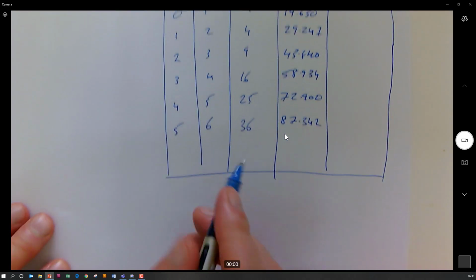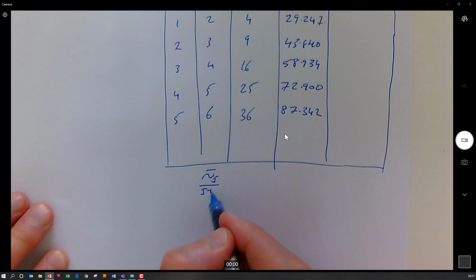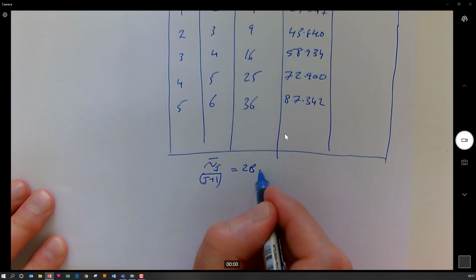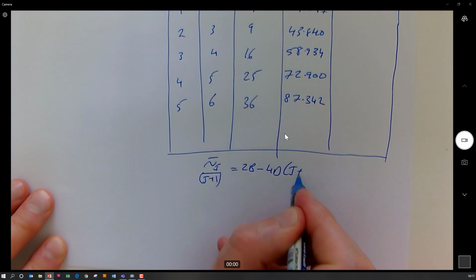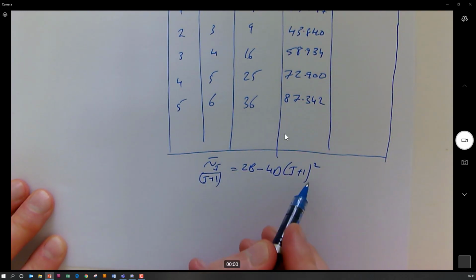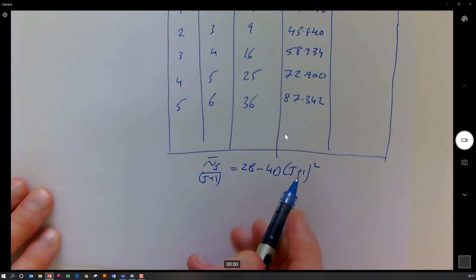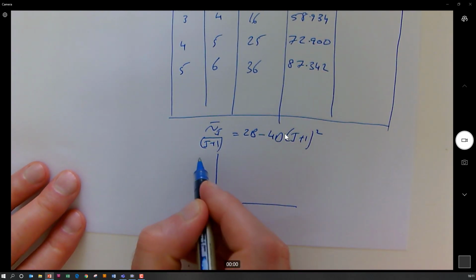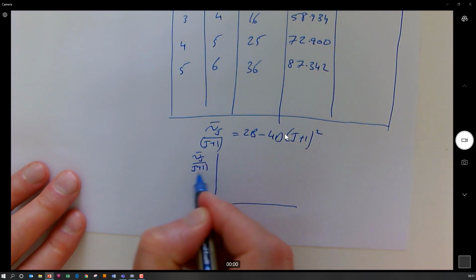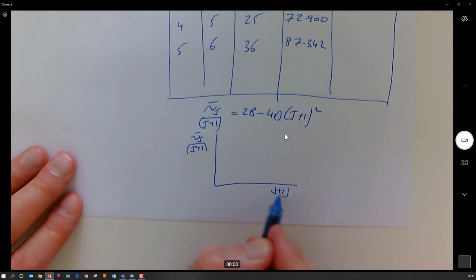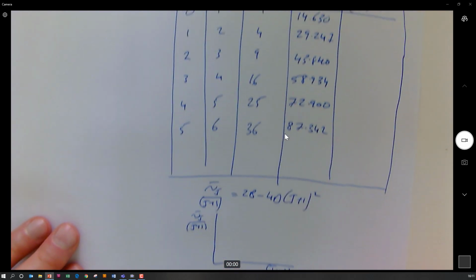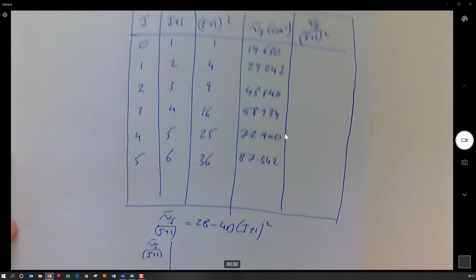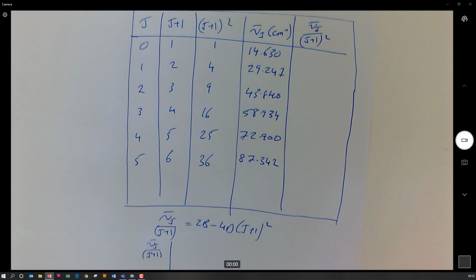So what we want to do is have a plot of ν_J over J plus 1 against (J plus 1) squared. So our y value against our x value. So we are going to plot ν_J over J plus 1 against (J plus 1) all squared. This means we just need to calculate these final values. We can calculate those pretty straightforwardly.